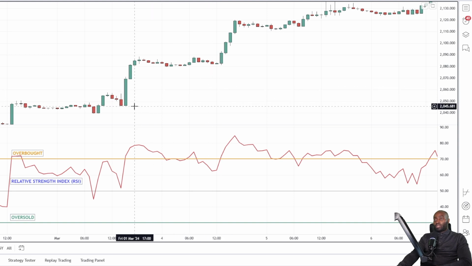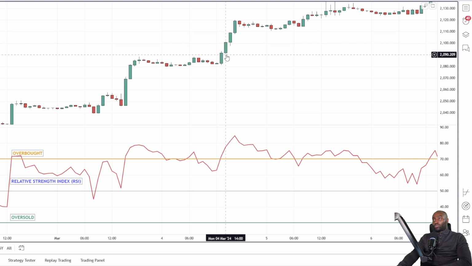However, in this example that we can see now, when the market is in a strong uptrend, we see that the RSI is in overbought territory from this point here, from this candlestick. However, the market continues to rise, and that would have been a false signal.